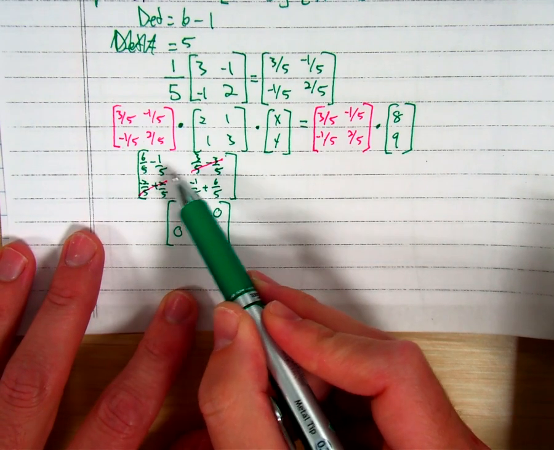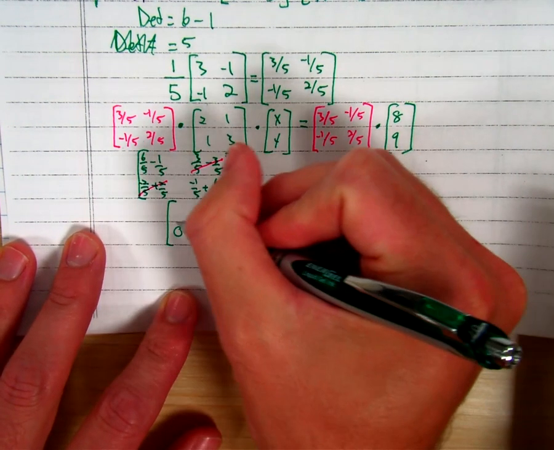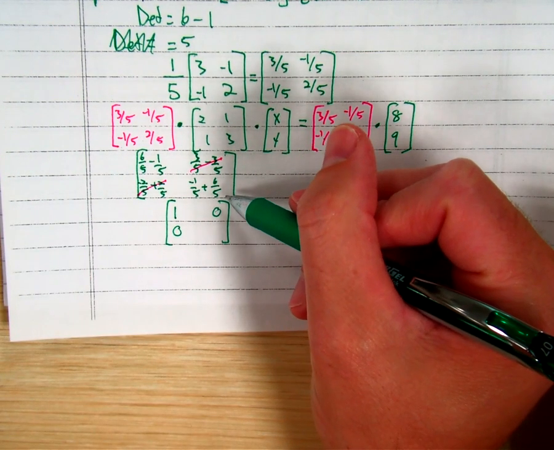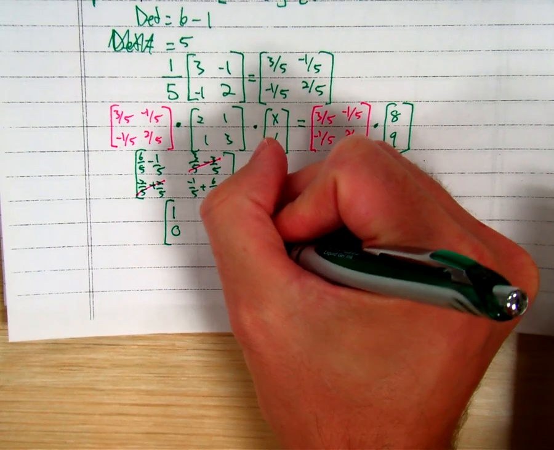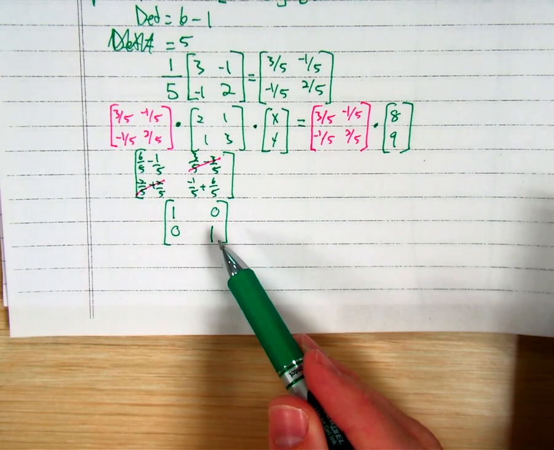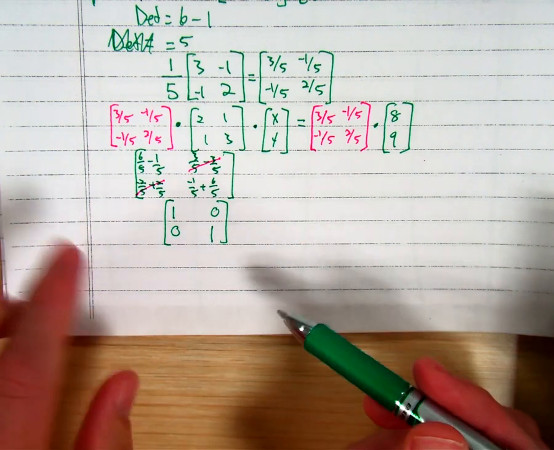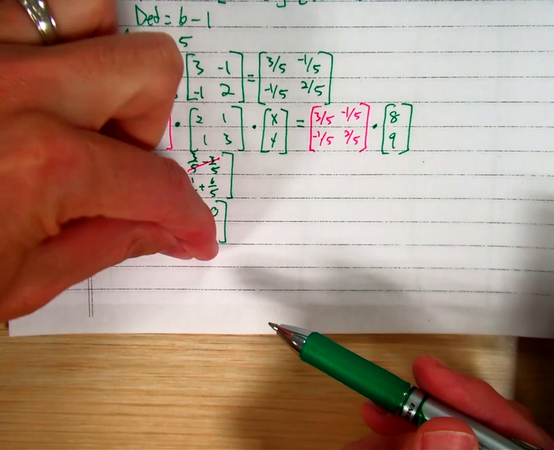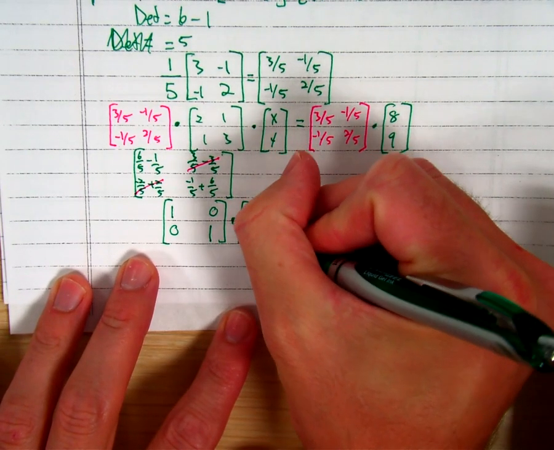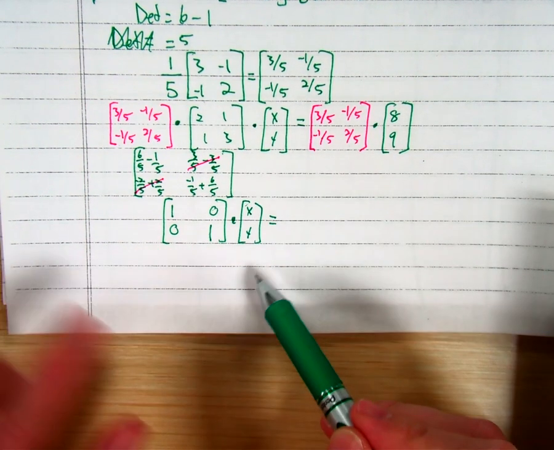Six-fifths minus 1/5 should be 5/5, which is 1. Negative 1/5 plus 6/5 is 5/5, which is 1. Okay, so we have our identity matrix, 1, 0, 0, 1. So these two multiplied to make the identity matrix times x, y. And let's just finish this side off.